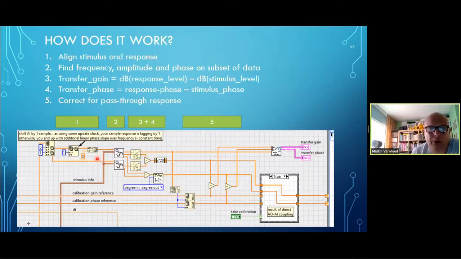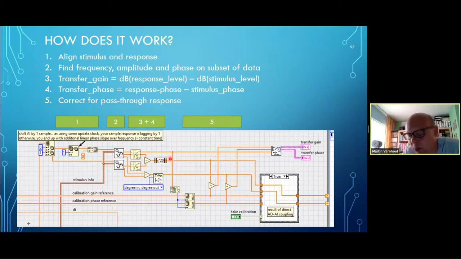And we do the calculation. The calculation is we have our 2 channels, stimulus and response. We might shift one of the channels a little bit, one sample, to compensate for the settling effect on the analog output. We find the frequency of interest. We perform a log operation.